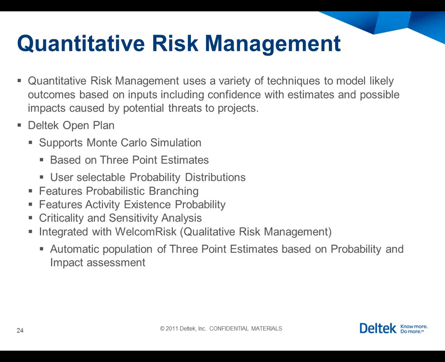There's also the ability to define whether an activity will exist or not, or the probability of existing. So we can define alternate paths and alternate sets of activities as we go through our risk analysis process. We produce the criticality and sensitivity analysis indexes so that we can define how often a task is falling on the critical path, and then the impact of that activity over the overall project so that we can produce views like the tornado chart showing the greatest impact from those activities.